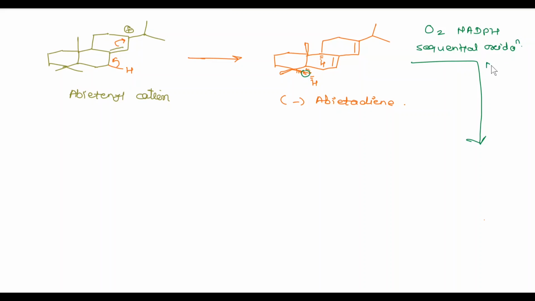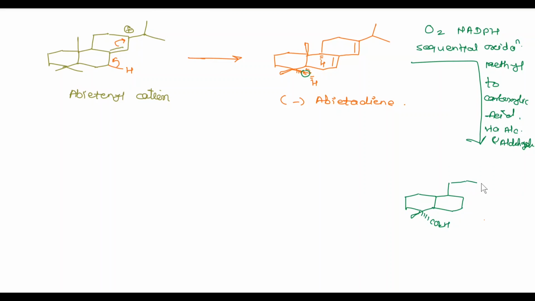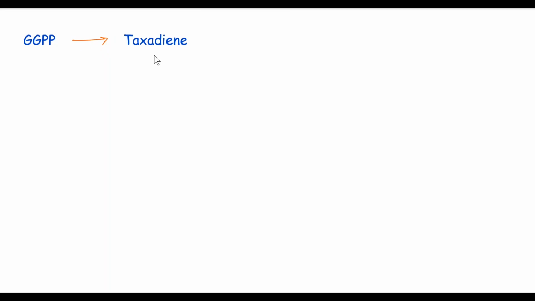this methyl group to the carboxylic acid via alcohol and aldehyde, and we get abietic acid, CO2H. And this is abietic acid. And this is the biogenesis of abietic acid from GGPP. Now we will see the biogenesis of taxadiene from GGPP.